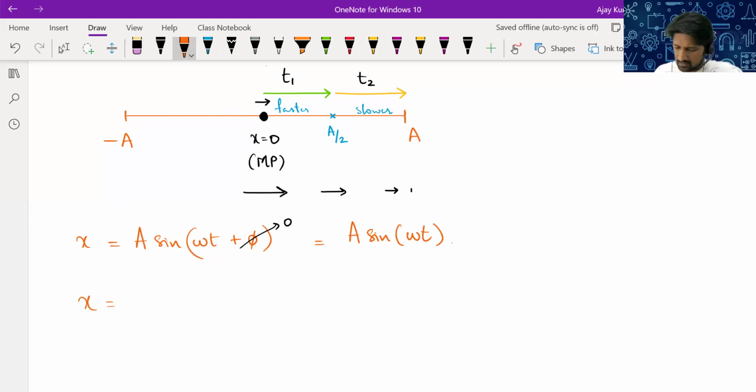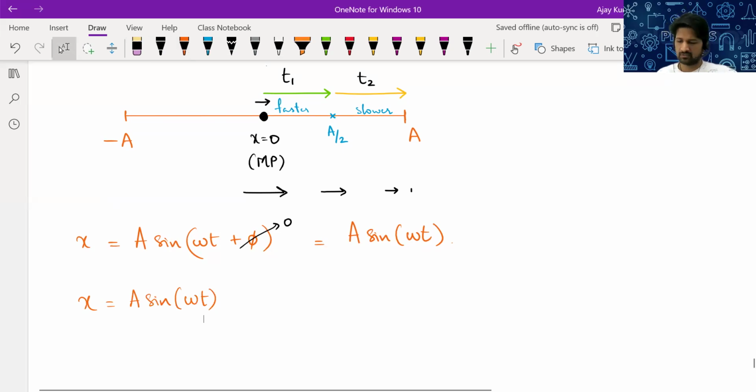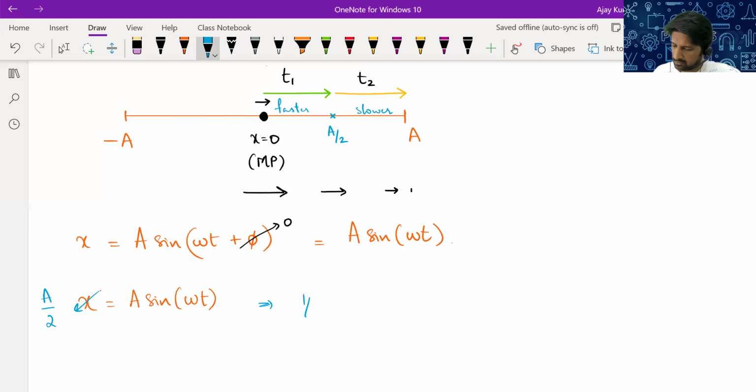Observe carefully. Based on the initial position and direction of motion, we determined that the phase constant is 0, and this is the equation, the displacement time equation. We want to know the time it takes to reach a by 2. Then just substitute x as a by 2 in the equation. If you substitute x as a by 2, cancelling a on both sides, what will you be left with? You will be left with 1 by 2 is equal to sine omega t.